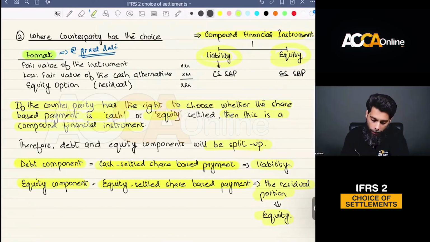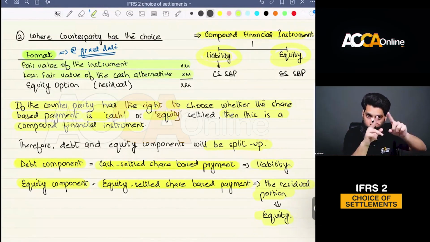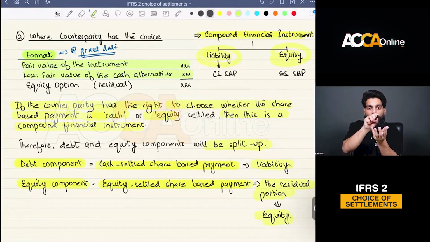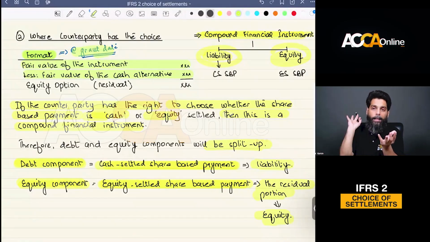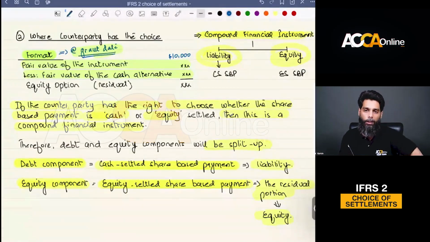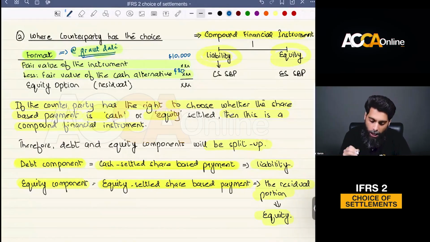So the first thing that you are going to do is, you take the fair value of the instrument and you compare it with the fair value of the cash alternative. You take the fair value of the combined instrument, the instrument which has the options of both debt and equity, and then determine the fair value of the cash alternative, and all of this is happening at the grant date. If, for example, the fair value of the entire instrument is, let's say, worth $10,000, and the fair value of the cash alternative, meaning how much value will the holder get if they wish to settle in cash, comes up to be $8,000. Then the residual portion of 2,000 will relate to the equity option.